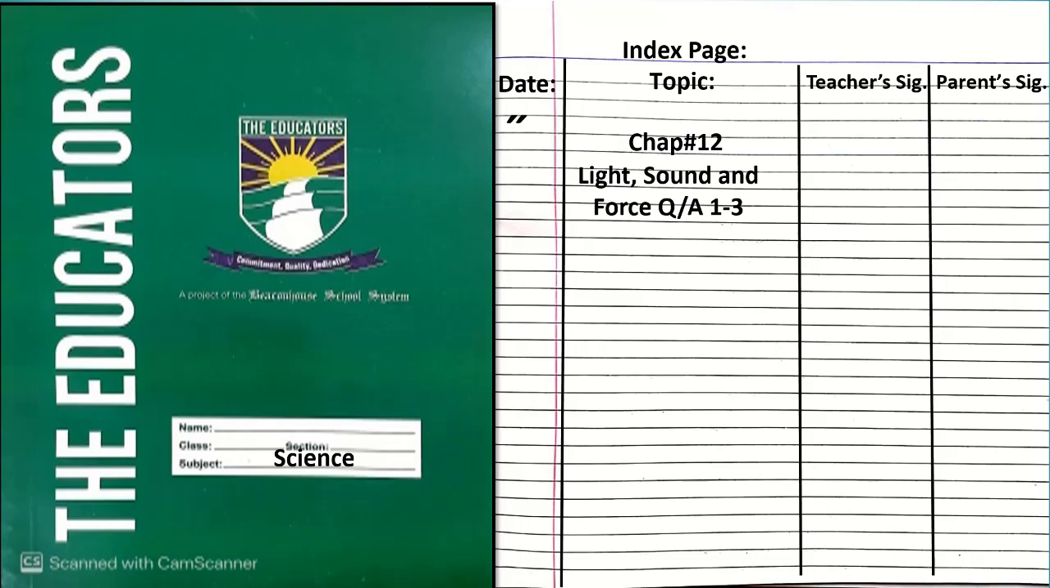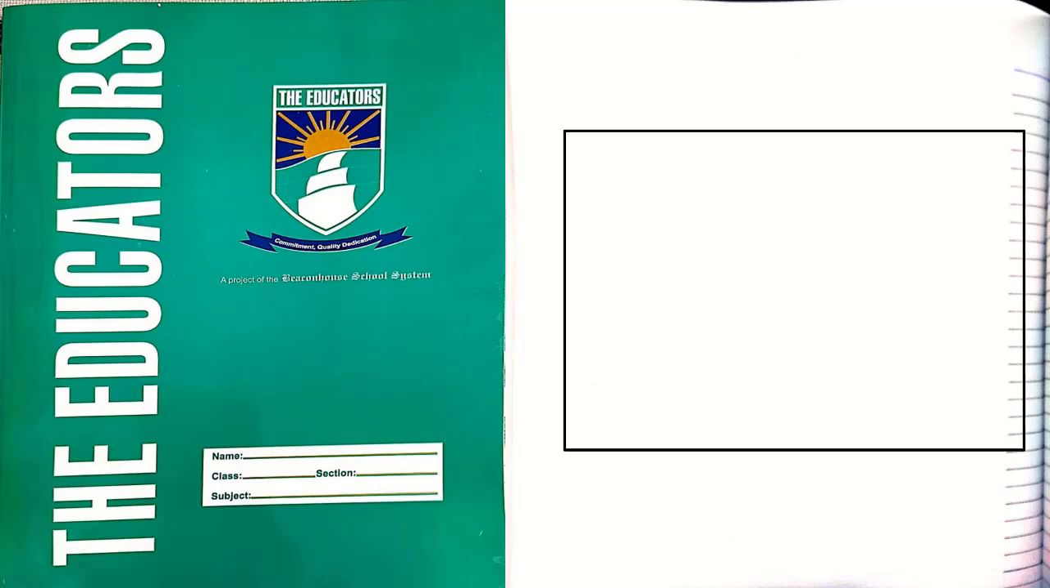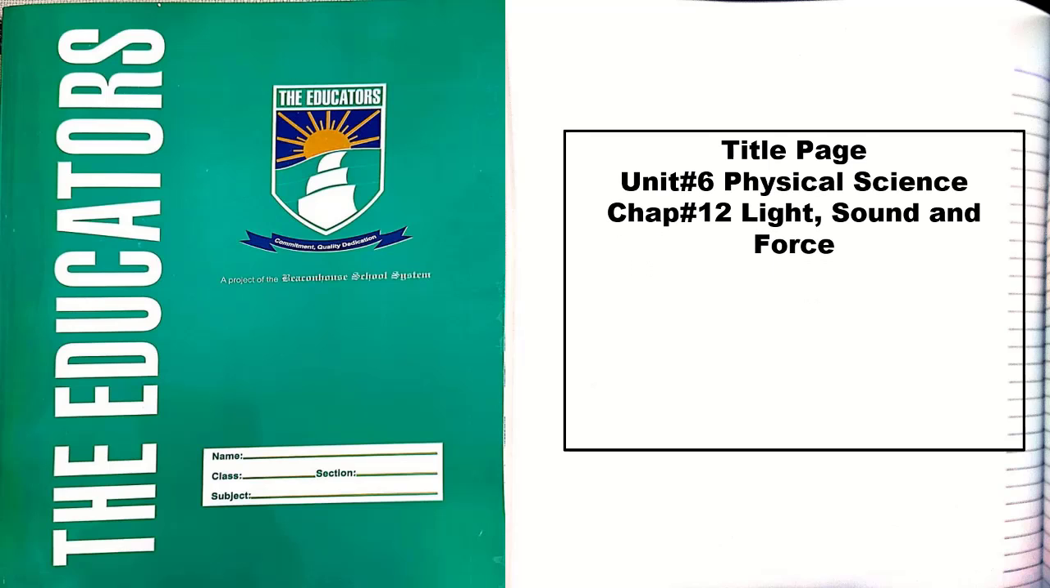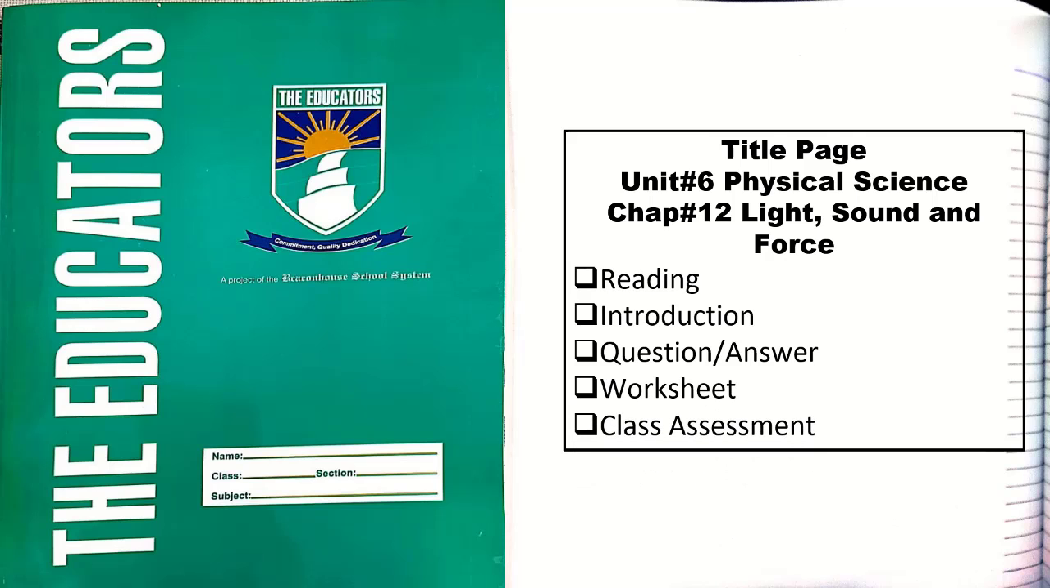Now we have to start our notebook work. Write today's index about light, sound and force. Question answer 1 till 3. So let's start title page of unit 6 physical science chapter number 12 light, sound and force. So students, before going to start notebook work, make title page on your notebook with the help of this slide. So I hope this is clear.